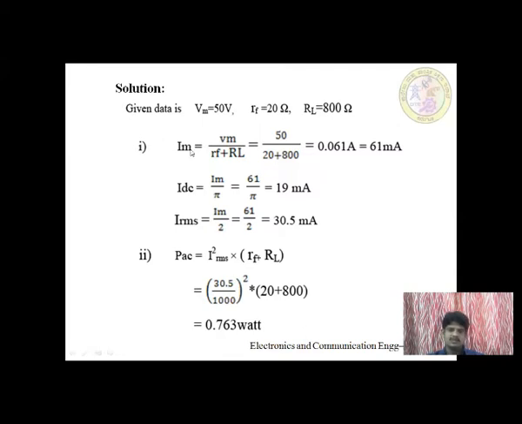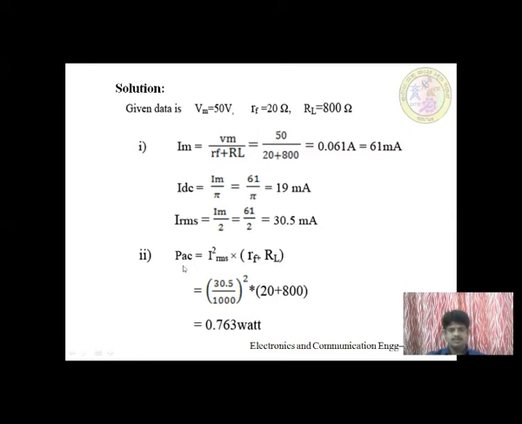Coming to the first problem, Im. Vm by Rf plus Rl, just substitute the values: 50 by 20 plus 800 ohm. If we calculate this, it becomes 0.061 amps, which is 61 milliamps. Next, IDC. Im by pi, with Im being 61 milliamps divided by pi. If you calculate, you will get 19 milliamps. IRMS, its equation is Im by root 2. Im we already calculated, 61 milliamps divided by root 2. So we'll get 30.5 milliamps. So these are the Im, IDC and IRMS values we have got.